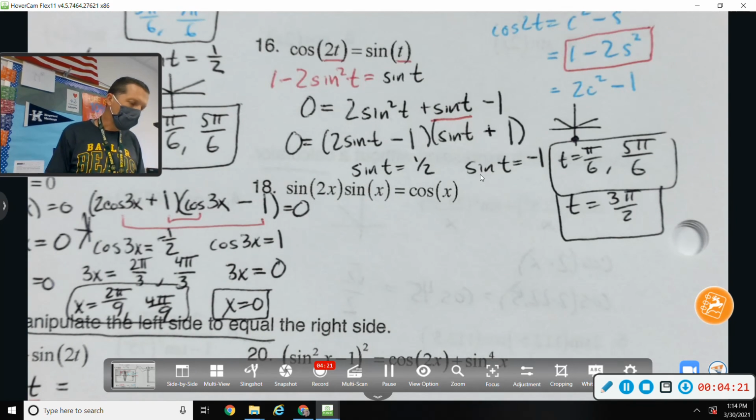So those are good questions, those equations, because that puts together a whole lot of stuff that we've done this year. Trig identities, the double angle formula, factoring, and then unit circle knowledge. So lots of stuff going on in those.